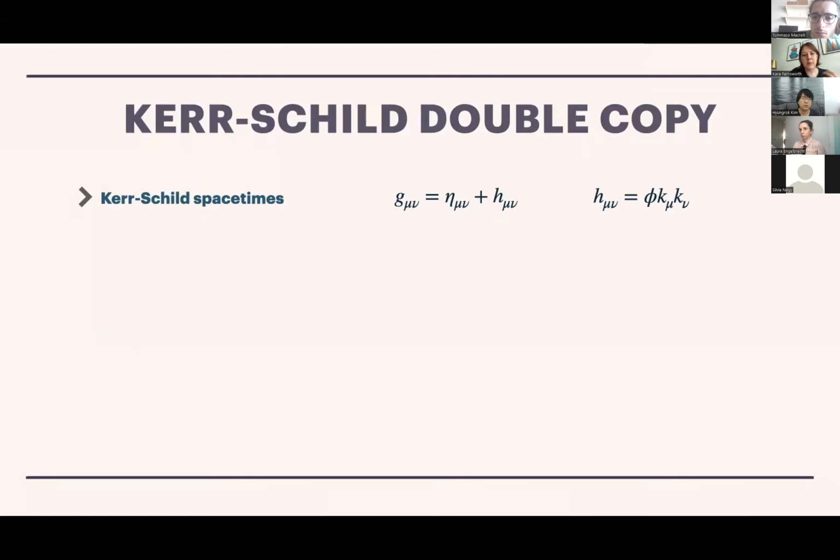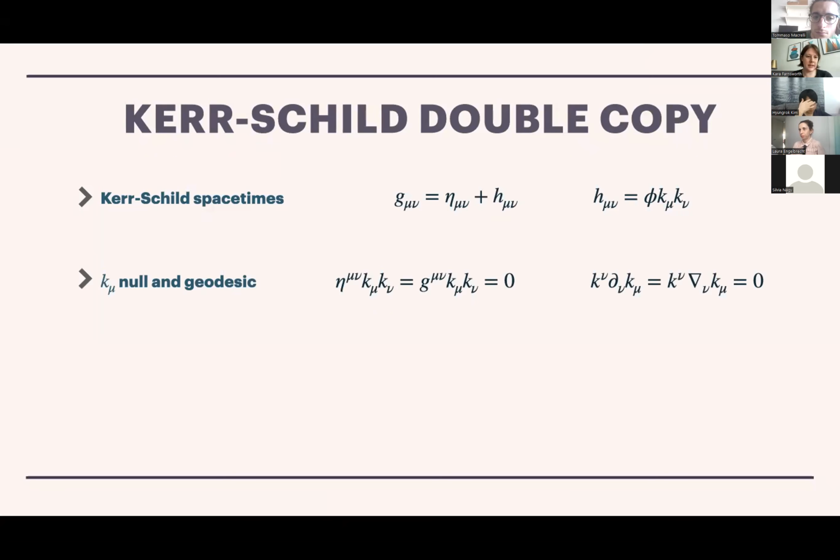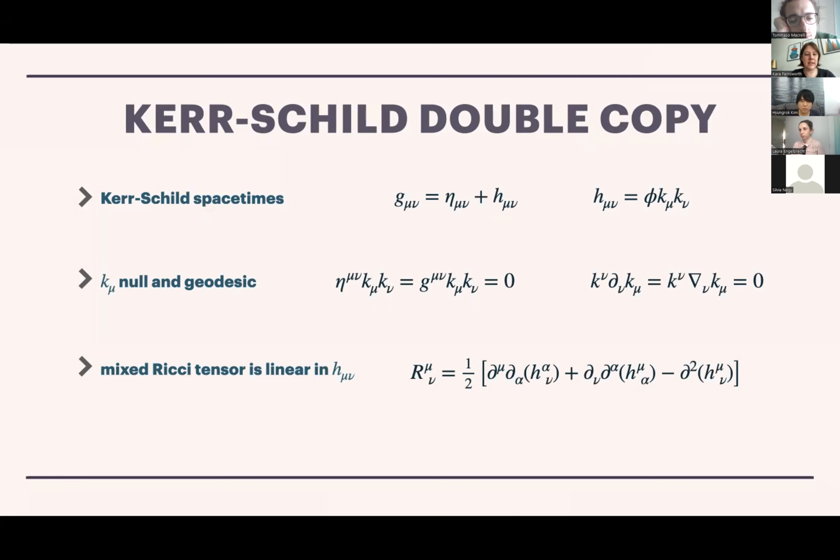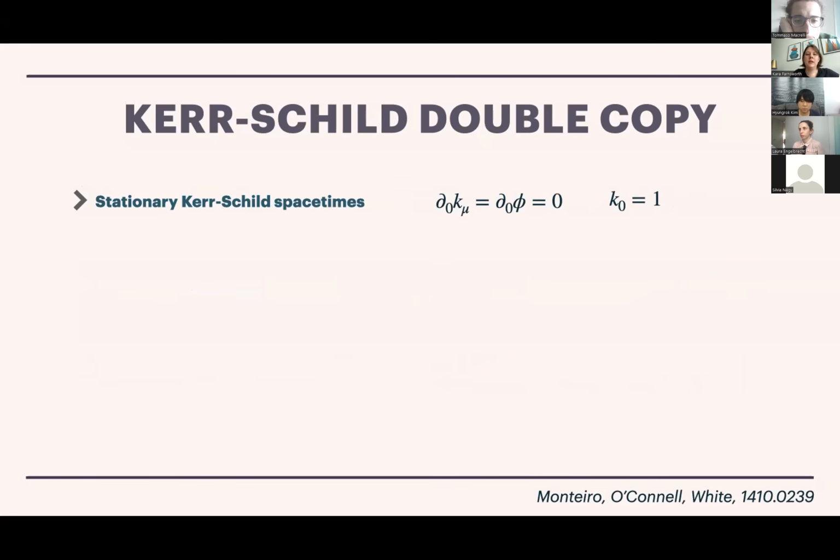So if you impose some conditions on this k mu vector, in particular that it's null with respect to both the background, the flat background, and the full metric, and that it's geodesic with respect to both metrics, then you get that the Ricci tensor with mixed indices actually linearizes in the graviton. So this is what I mean by a linear solution on the gravitational side, if I impose the equations of motion.